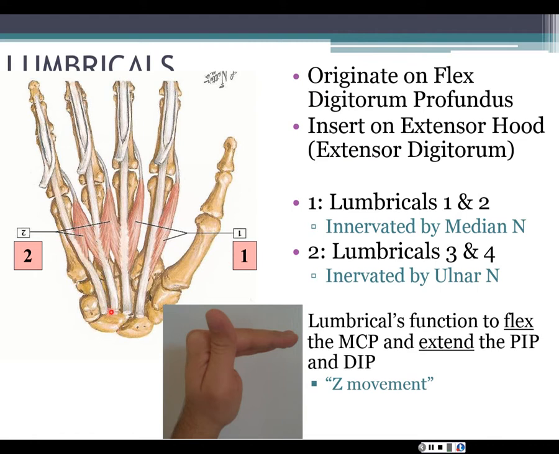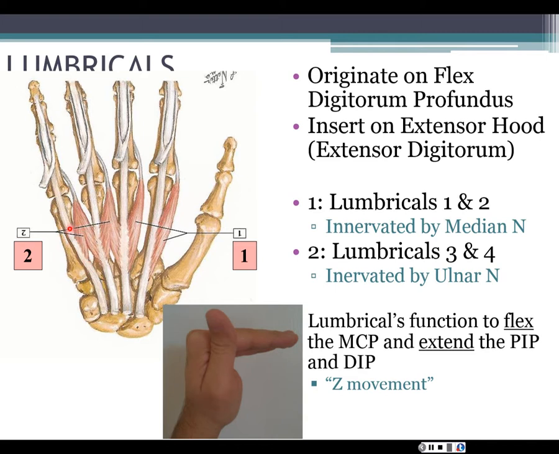So here's our flexor digitorum profundus. The profundus, again, moves into 4 slips, and it's going to travel underneath the superficialis all the way out to the distal phalanx. The lumbricals, each one, is going to originate on the tendon. So it does not have a bony origin. It originates on a tendon.